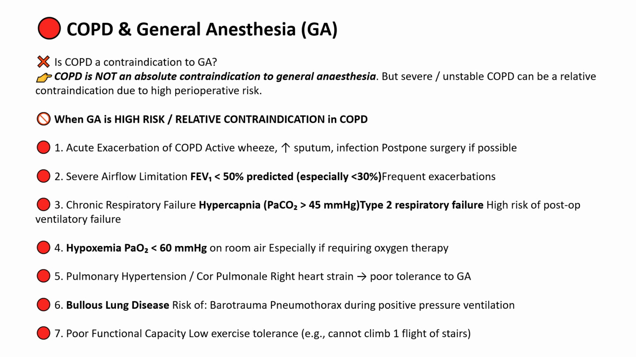And chronic respiratory failure, type 2 respiratory failure, PaCO2 more than 45. These patients are very high risk for post-op complications. And hypoxemia, PaO2 less than 60, very high risk. And pulmonary hypertension, those patients tolerate general anesthesia very poorly. And sometimes bullous lung disease, which can develop barotrauma or pneumothorax post-operatively. So these are relative contraindications for COPD patients. And also poor lung function capacity and poor exercise tolerance. These categories of patients are very high risk for GA in the COPD category.